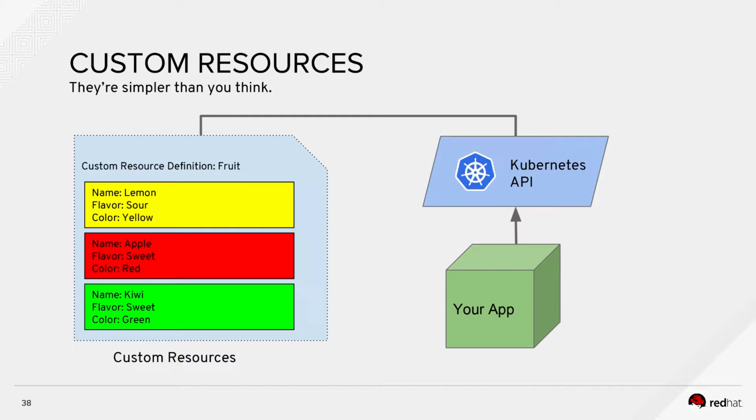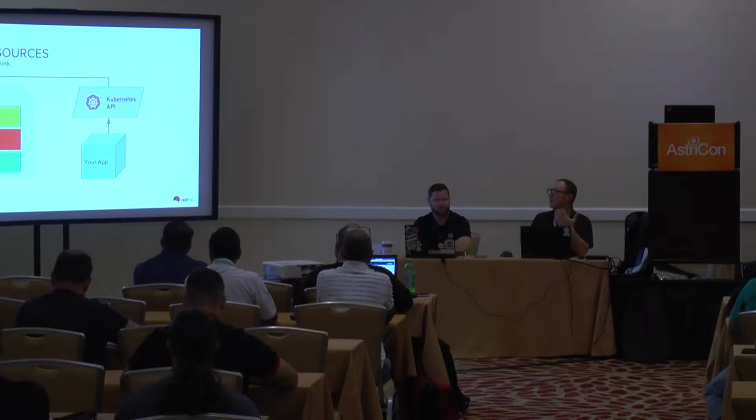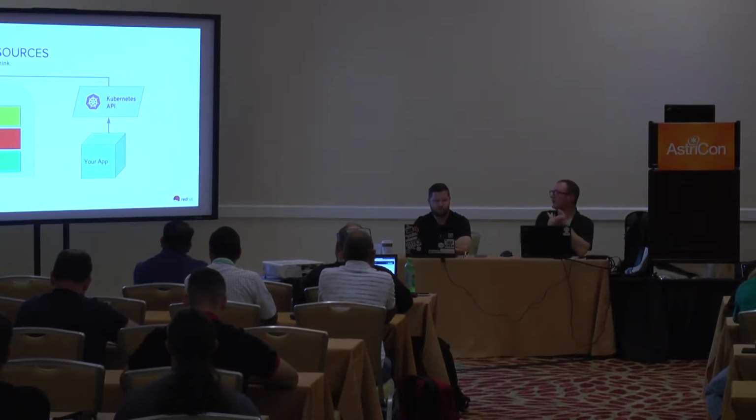And we're going to create custom resources under it, objects, and they're simply going to be a standard format that we know from how the CRD was set up. So we can say, all right, this object is a lemon. It's got a sour flavor. It's yellow in color. And you can go and create n number of those as you want.